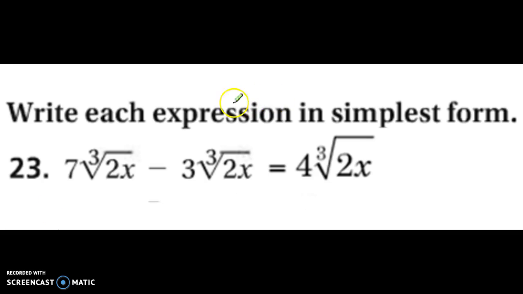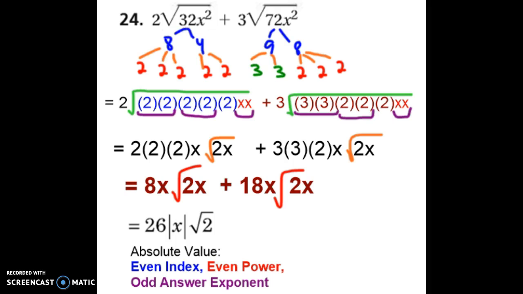In problem number 23, I'm going to simplify the difference here. I notice right away I have like terms because they're both cube root of 2x. So I am just going to go 7 minus 3. That's how I got 4 cube root of 2x. In problem 24, I notice right away I can factor 32 and 72 before I see if I can find a sum here.